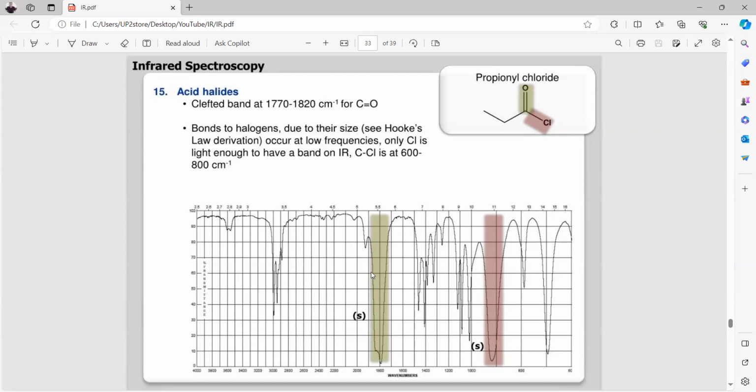So if you focus on that IR chart, around 1800, and focus on this shape, actually, you have an acid anhydride or halides, and the red area describes the presence of a halogen.